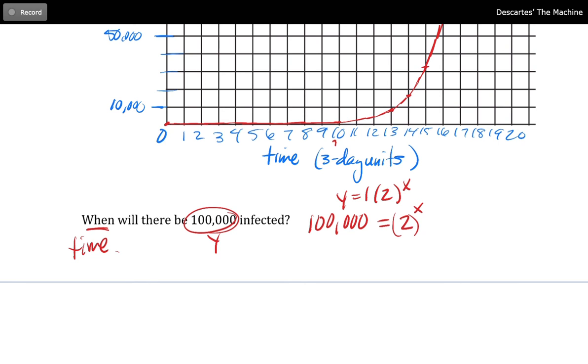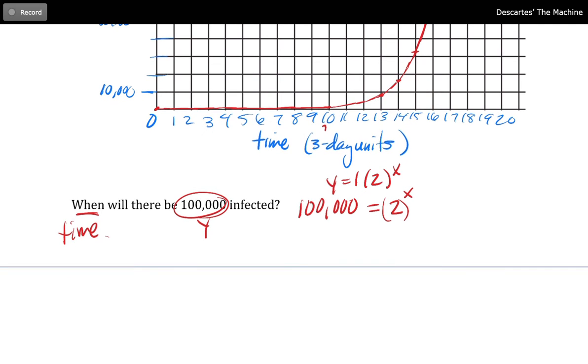How do you solve for a variable in the exponent? Well, what question has as its answer the exponent? And if you said log, you're a good student. So what this really means is this. Here's what I've got to do. I've got to rewrite it as a logarithm. Log base 2 of 100,000 is equal to x. I've got to figure out the exponent on 2 that gives me 100,000.